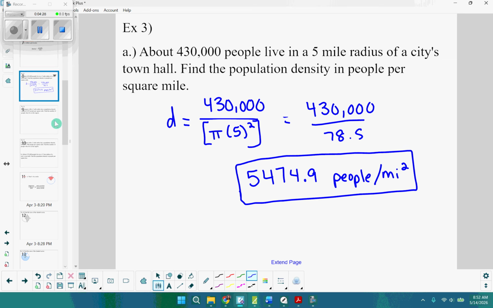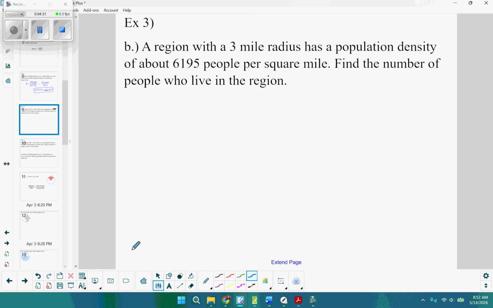That's okay. Example 3b, a region with a 3-mile radius has a population density of about 6,195 people per square mile. Find the number of people who live in the region. So we're now given the density. So we're given 6,195 equals, we don't know the people, so that's going to be a variable, over the area. And thankfully, this one's a little easier to solve, because when we multiply both sides, multiplication can happen in any order. So we could just do 6,195 times the pi times 3 squared. And this one we will round to a whole number.